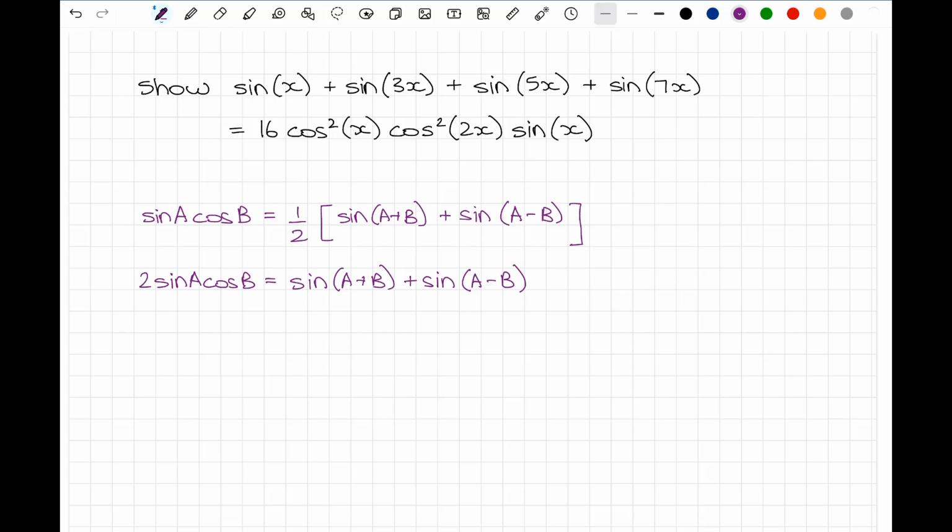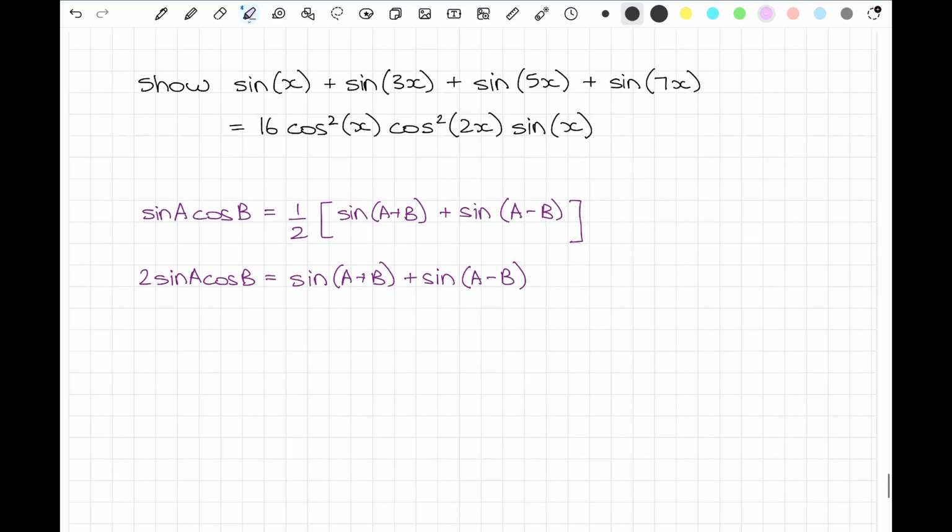It's also worth noticing that in this reference sheet result, the term out the front of the items being multiplied is 2, whereas in our result the term out the front is 16. That gives a very subtle clue that we're probably going to use this result multiple times. We're going to iterate through it enough times so that all of our 2's multiply together to get us to 16.